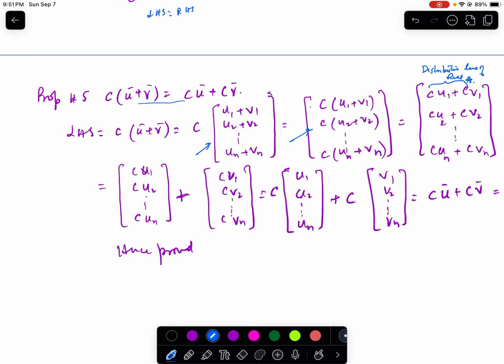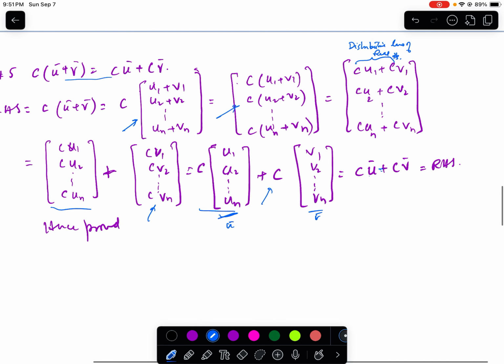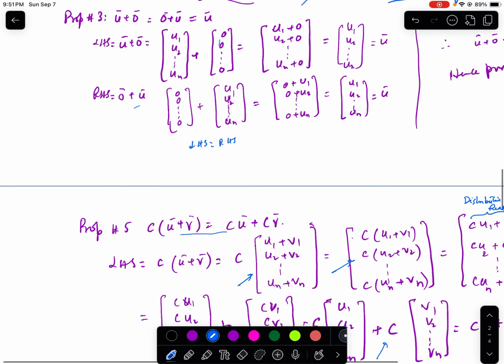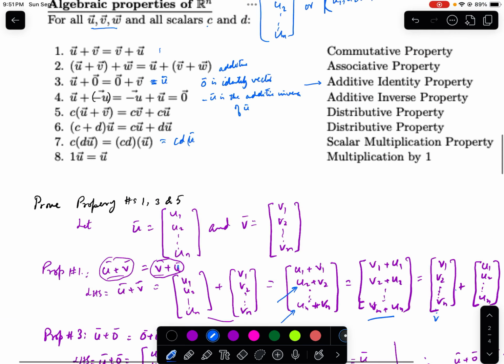But now I can rewrite this as vectors cu1, cu2 up to cun plus cv1, cv2 up to cvn. But then I can pull out the c from this vector and I can write it like here, c times the vector u1, u2 up to un. And similarly, same thing I can do with the other, pull out the c, write the vector left over. But what is this? This is the u vector, this is the v vector. So we end up getting cu plus cv, which is what we wanted to show, which is the right hand side. So hence proved. So this is how you prove these properties of the vectors.